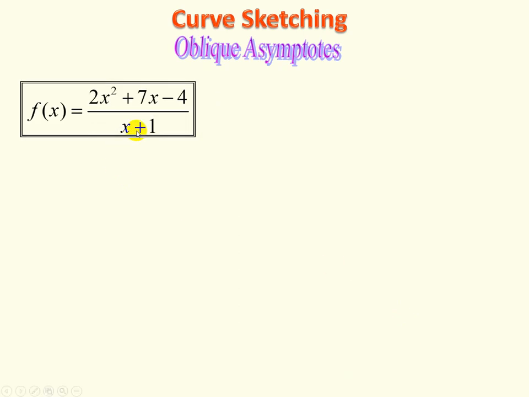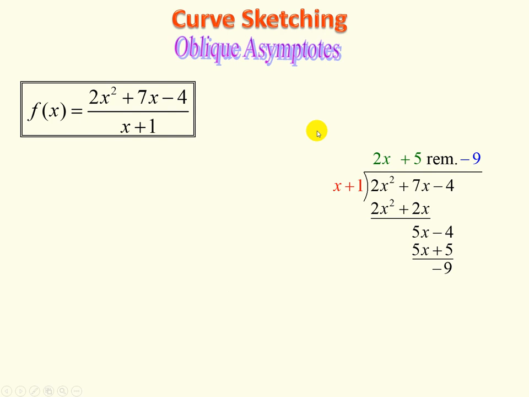Let's have a look at another one. Numerator has a higher degree than the denominator, so therefore we're going to end up with an oblique asymptote. So let's do the division. x into 2x squared, 2x, multiply out 2x squared plus 2x, subtract, 5x, bring down. Now we divide again. x into 5x gives me 5, multiply 5x plus 5, subtract, minus 9. No more to bring down, and we cannot divide x plus 1 into minus 9. So that's the remainder.